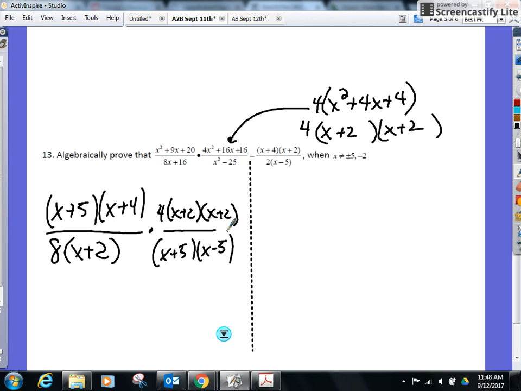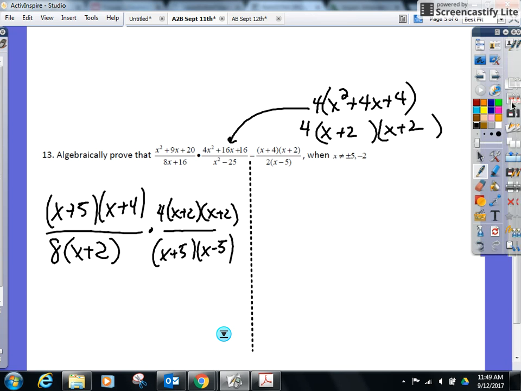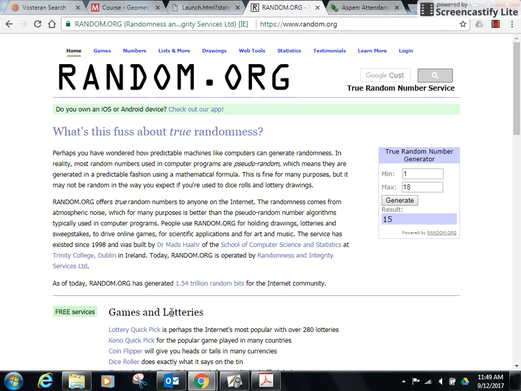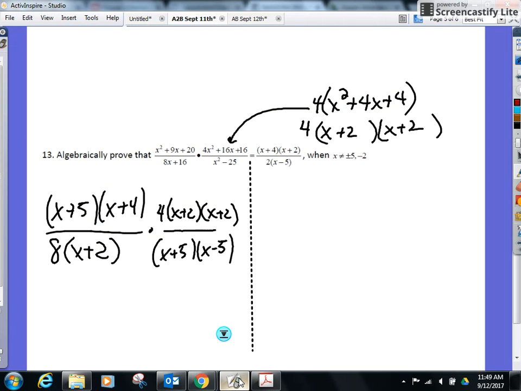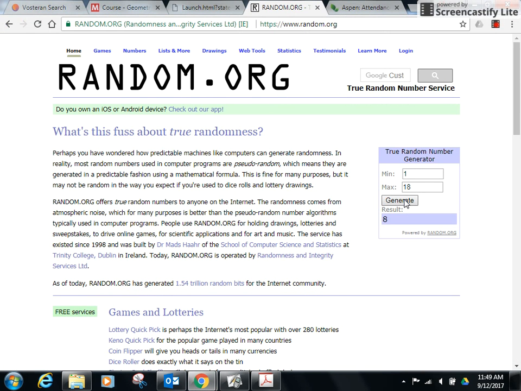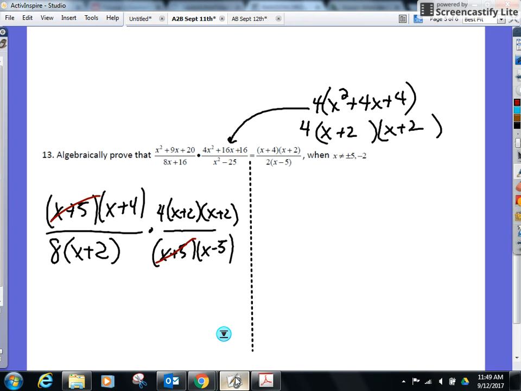After everything's factored, it's time to simplify, which is known to probably most of you as cross-out time. All right, so here we go. What can I cross out? 3, what can I cross out? X plus 5, so I like it. See you later. Next thing I can cross out. 8, what can I cross out? X plus 2.